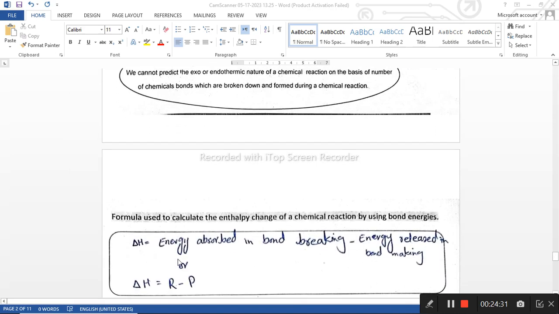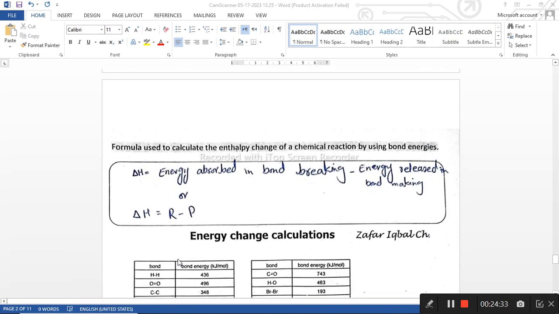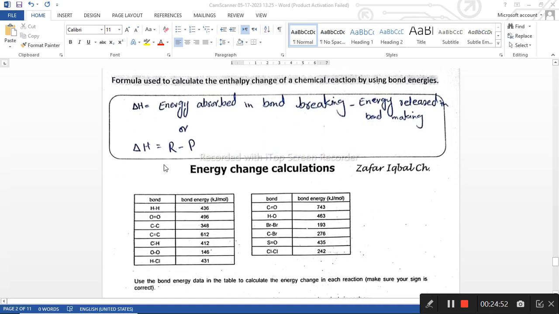So moving forward, formula used to calculate energy change. This is a newly included chapter, the topic of calculations of energy change. I appeared in 2023 and gave the 5070 exam, and there was a question of 3 marks for this, and the question was very easy. Basically, the formula is to calculate the enthalpy change of a chemical reaction by using bond energies.